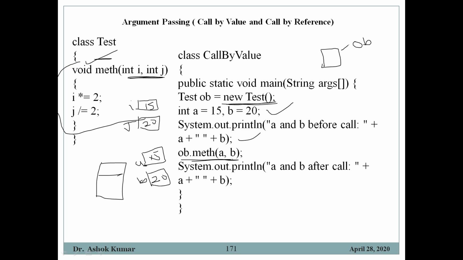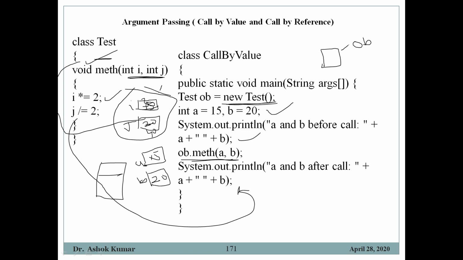Then when you call it, first the value of a and b will be transferred to the i and j parameters. After that, the body of the function will be executed, and in the body we are doubling the value of i and j. So this will change to 30 and this will change to 40. After that, control will transfer back to the main, because this i and j are local variables. So as soon as the control returns from the method, these two variables will cease to exist, right?